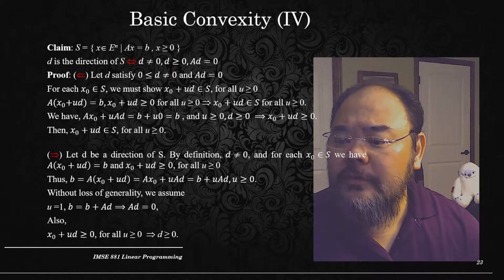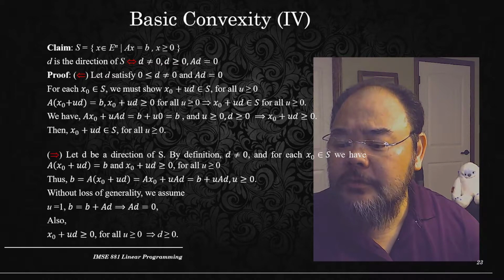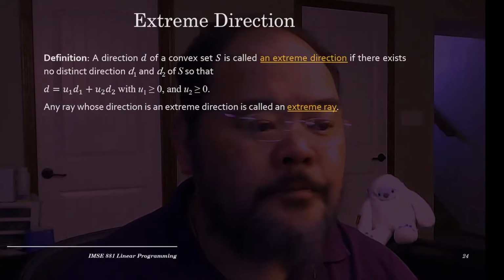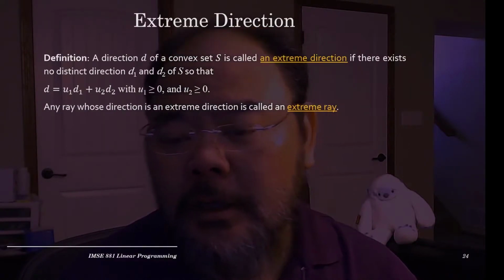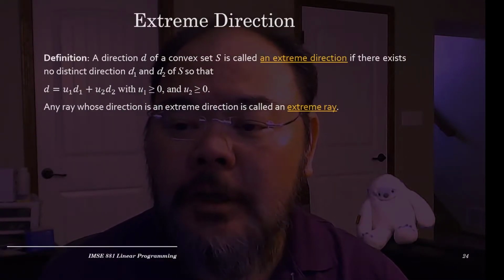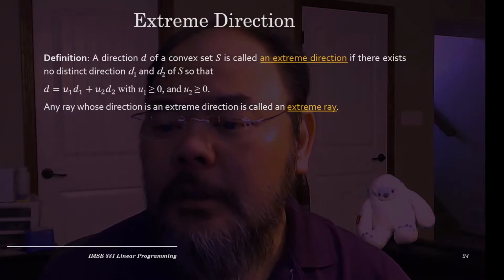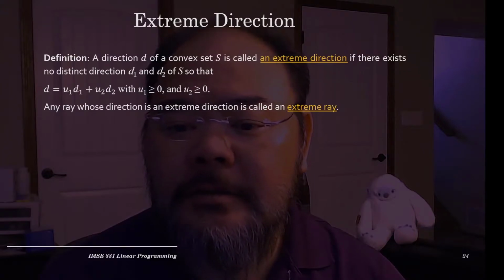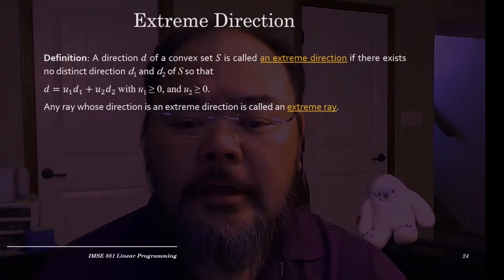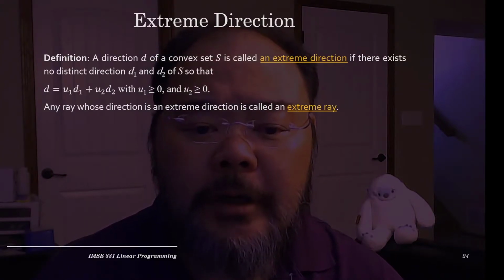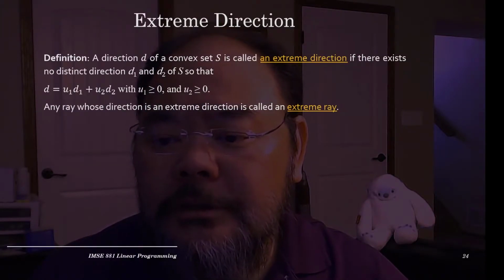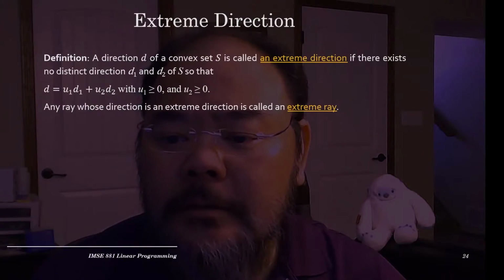So we prove the reverse direction first, then the forward direction. Okay, now let's introduce the concept of an extreme direction. A direction D of a convex set S is called an extreme direction if this direction cannot be represented by two distinct directions in this set S.